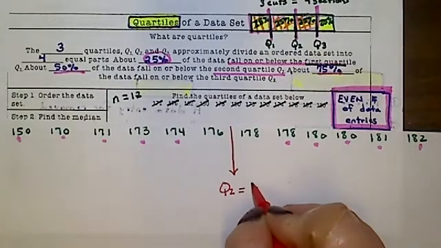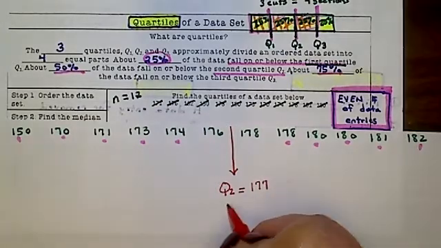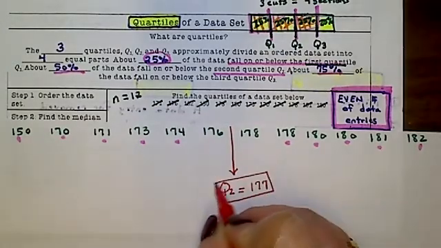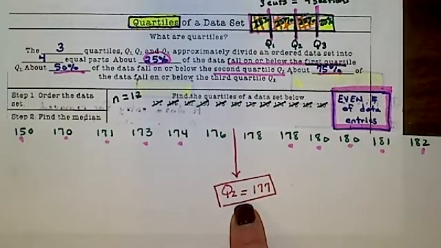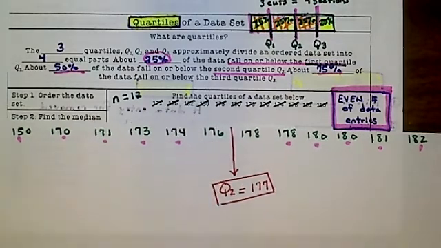So my Q2 stands for median, okay? The median is going to be 177. So below Q2, I have 50% of my data.